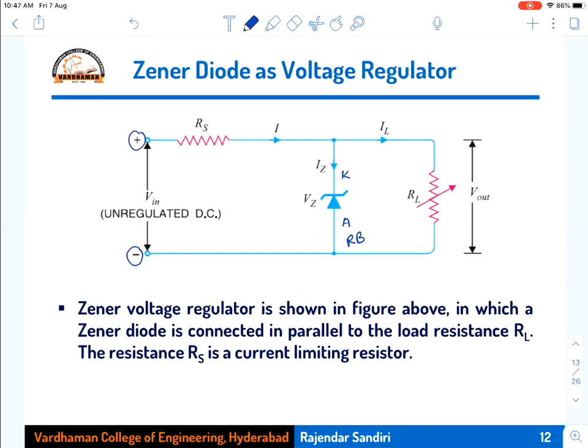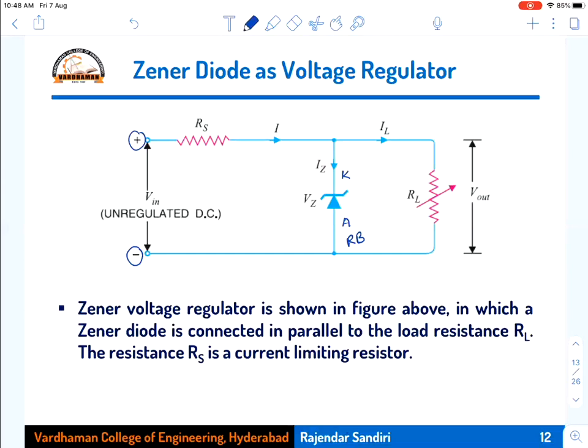Therefore, when I am connecting a Zener diode as a voltage regulator, the Zener diode should always be in the reverse biased condition. The positive terminal of the input should be connected to the cathode, and the negative terminal of the input should be connected to the anode. Then only the Zener diode will be in the reverse biased condition. In the reverse biased condition only we will get a constant voltage called the breakdown voltage or Zener voltage, for which the current will be maximum across the Zener diode.